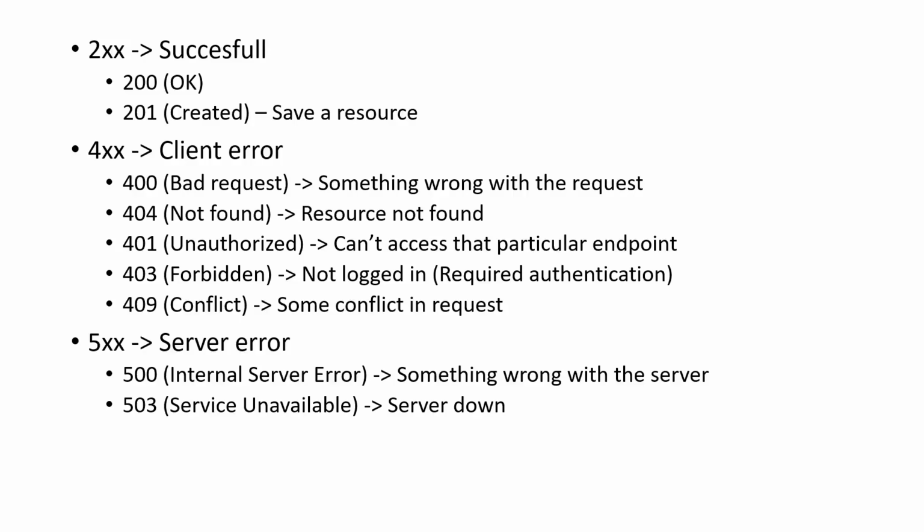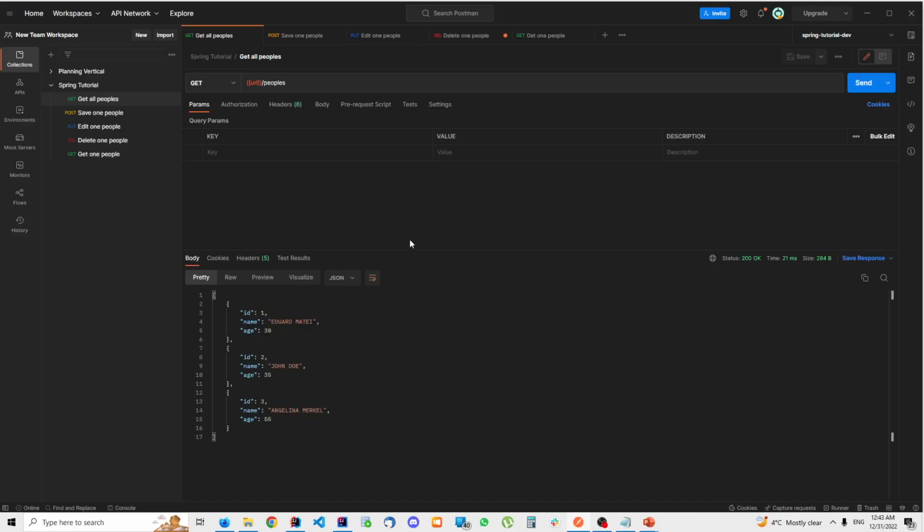It's a very generic one. It doesn't tell you much, but it tells you that something is wrong with the server. Either the server hasn't accurately configured exception handling, or there's something wrong with it. Now 503 is when the server froze, when the service is unavailable. The server is down.